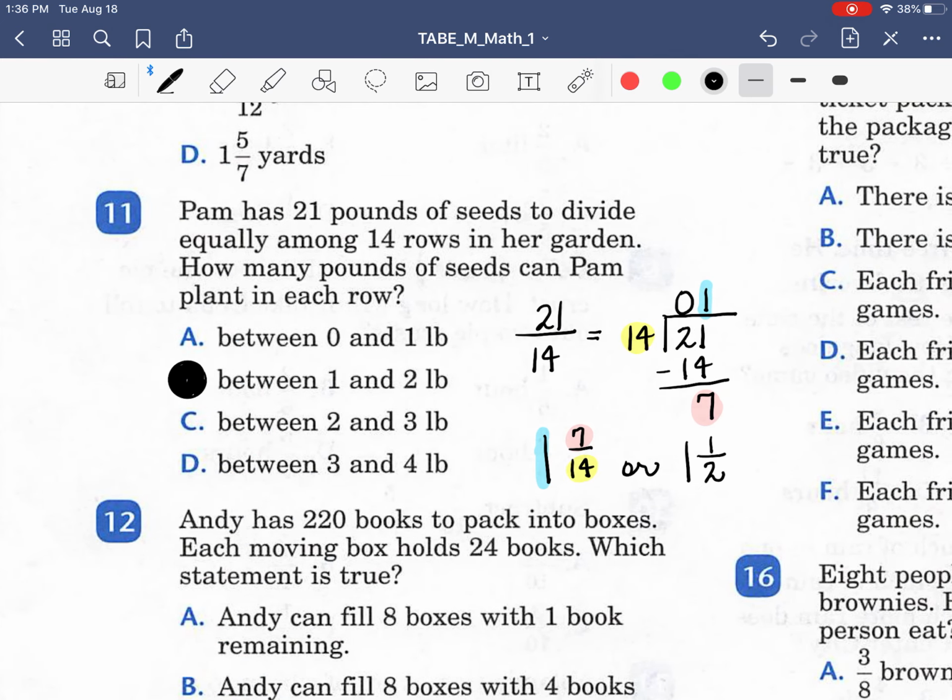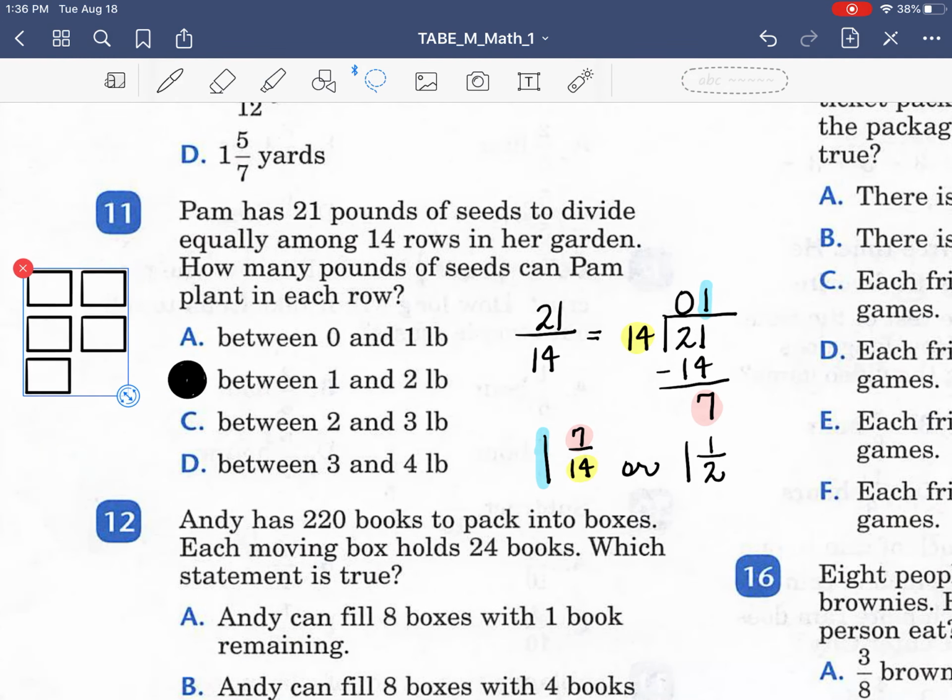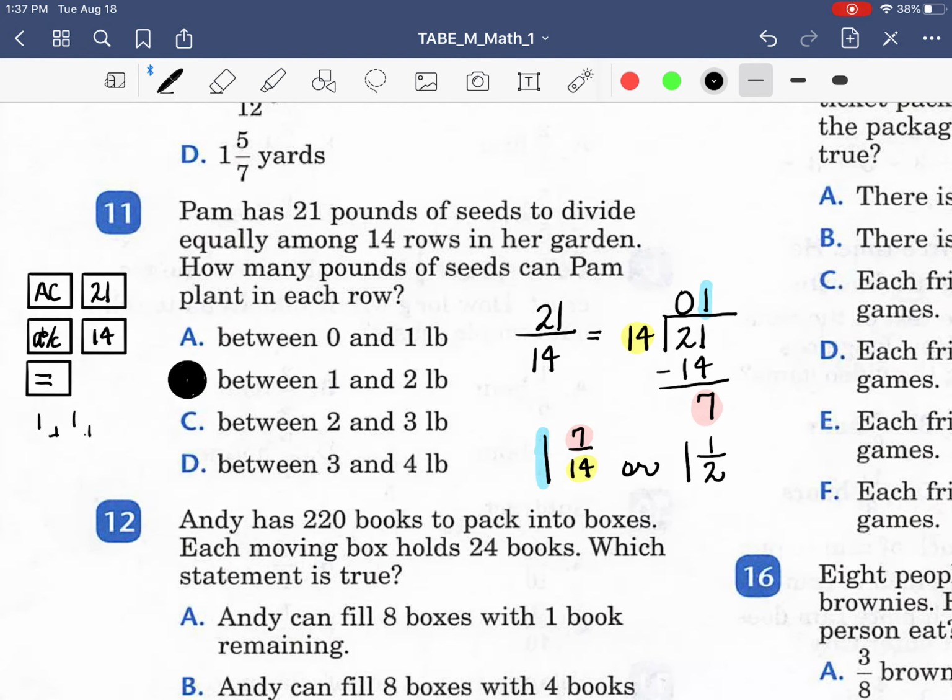Answer is B. If you do that one on the calculator, let me see if I can squeeze that in here. You would do all clear, 21 ABC 14 equals, and it would give you 1.5. It's going to reduce it for you. So that would again be between 1 and 2 pounds.